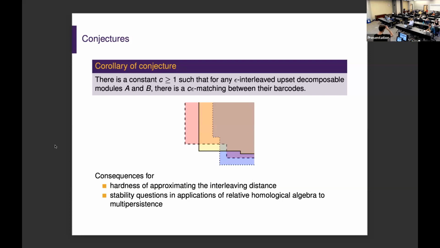And I know that some work has already been done to prove such stability results. I think one paper by, was it Botnan, Oppermann, Oudot, and Scoccola, if I remember correctly, where they use some weaker version of this conjecture to get some stability results. And this conjecture would strengthen that result, and I think also apply to other cases.